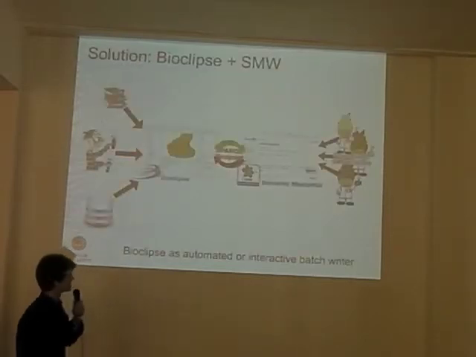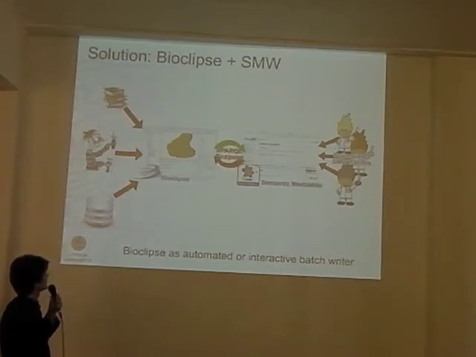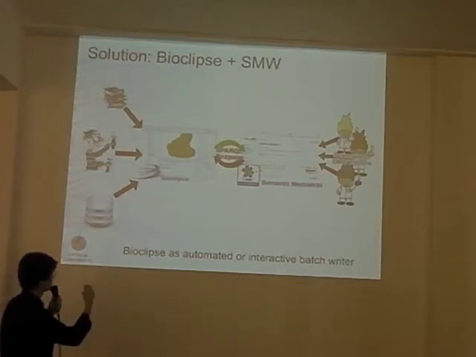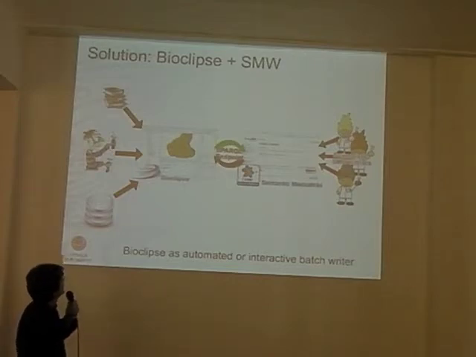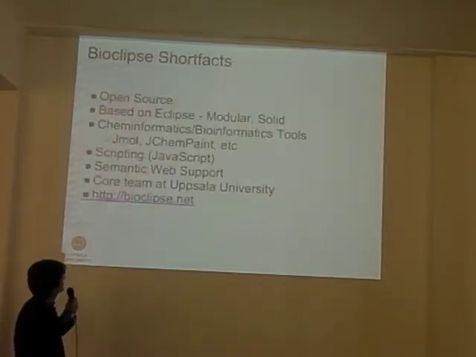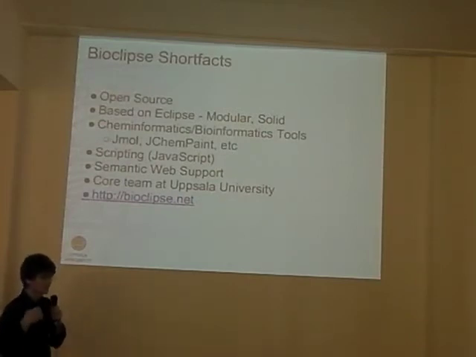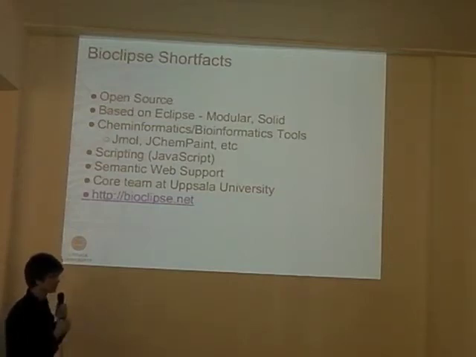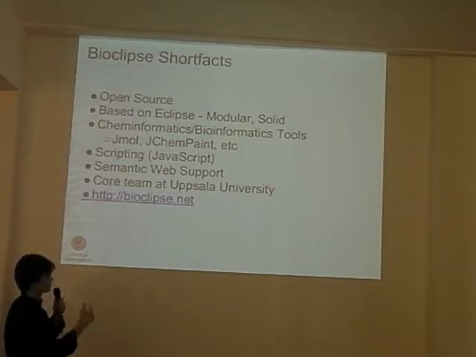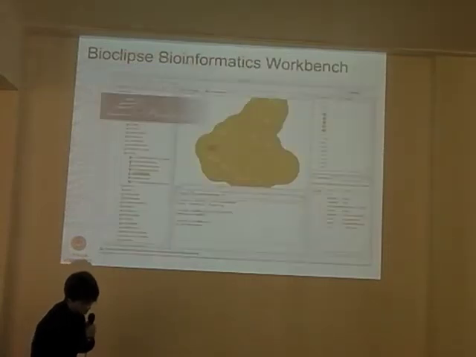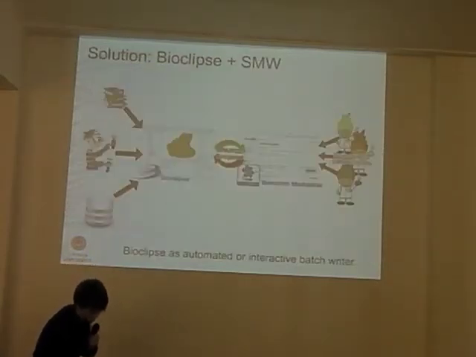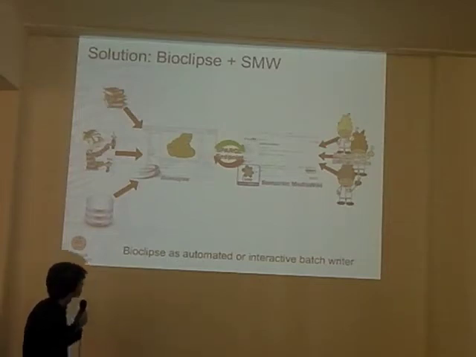What we figured out is that the combination of a tool such as Bioclipse with Semantic MediaWiki would be great, because Bioclipse is a bioinformatics workbench. I will talk more about it, but it has scripting support, so you can automate the generation of pages. If you could talk to Semantic MediaWiki from Bioclipse, you could automate things. It's also an open source project, with semantic web support and so on. So it seems it should be able to connect with a SPARQL endpoint, really.